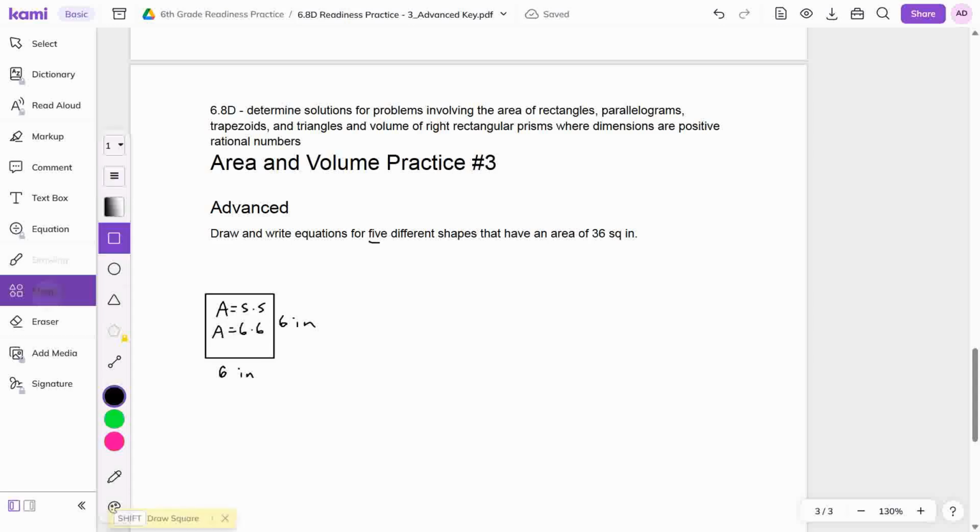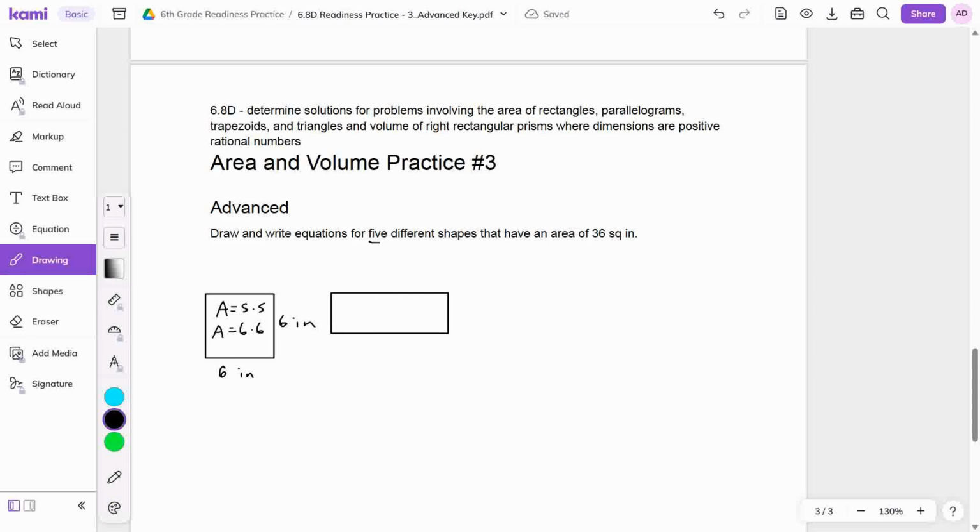Now we can also do a rectangle. So let's do a long and skinny rectangle. And there's a lot of ways to make 36. Let's just do 4 inches and 9 inches. So your area equals length times width. So area equals 9 times 4.